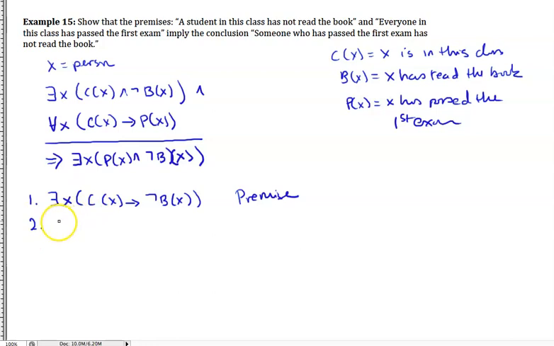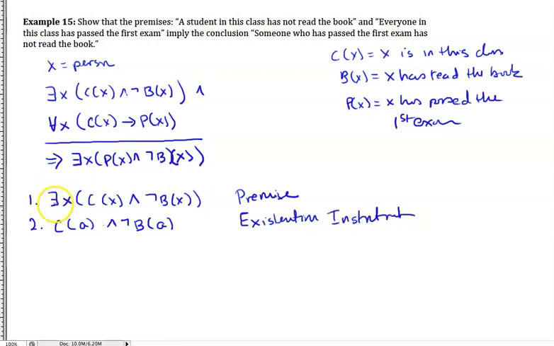Okay, so now we're going to say Ca, if Ca then not Ba. Sorry, I wrote this wrong. Okay, so the first premise is an AND here, right? There exists Cx and not Bx. So we're going to say Ca and not Ba. So this is existential instantiation.